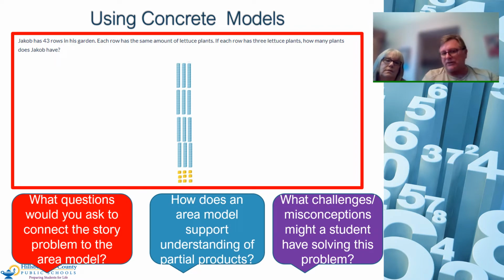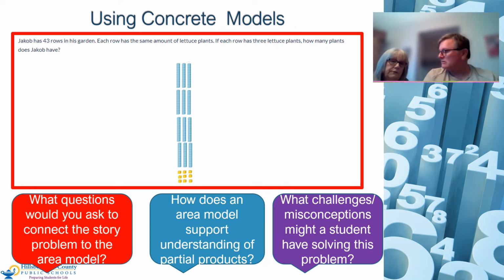So thinking about these questions here at the bottom, let's go through each one and just kind of go back and forth and come up with some questions. What questions would you ask to connect the story problem to the area model? Where do you see a lettuce plant? And I would expect them to say, well, I see an individual in that array, that 3 by 3, groups of 3. So if those yellow blocks are representing an individual lettuce plant, what do the blue blocks represent? Oh, 10. Or maybe I have to put 10 cubes on top of one of those rods to see.